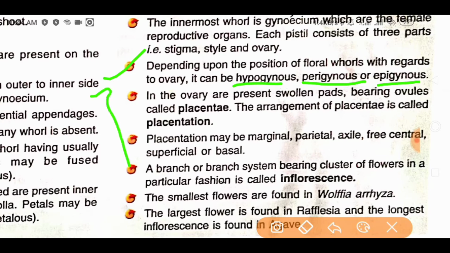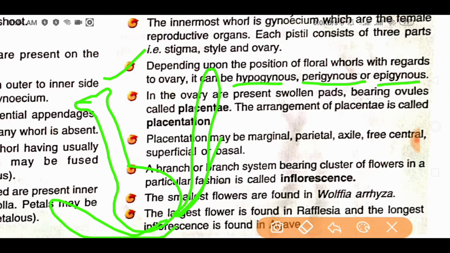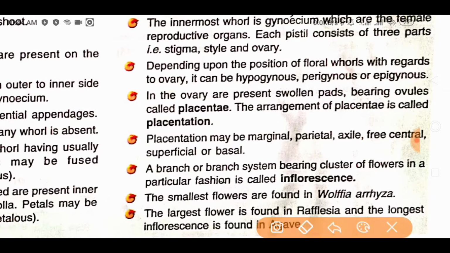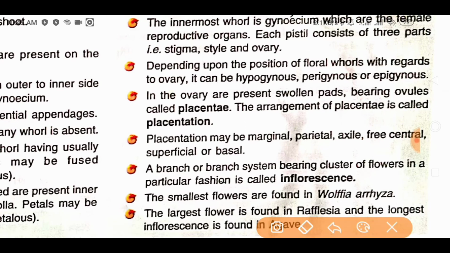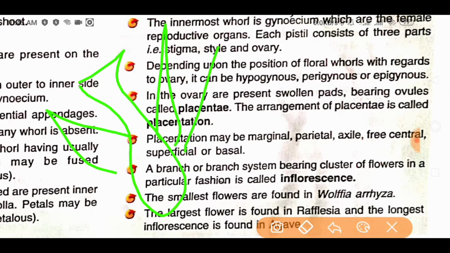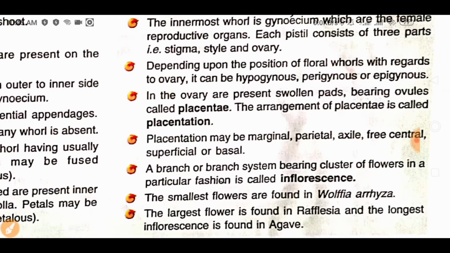Suppose this is the structure of the ovary, and if floral parts arise from below it, okay, so it is hypogynous. And when floral parts arise just side by side from the ovary, this is the example of perigynous. And when floral parts arise from above the ovary, this is the epigynous condition.